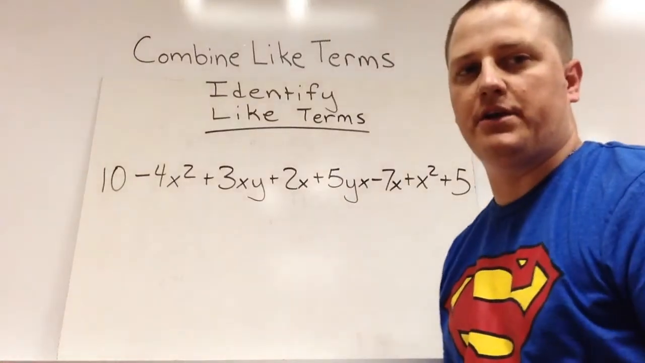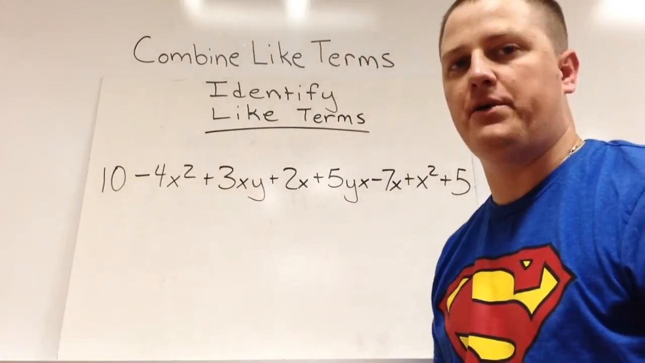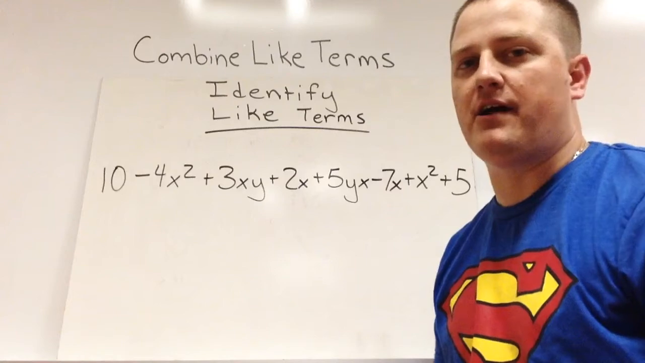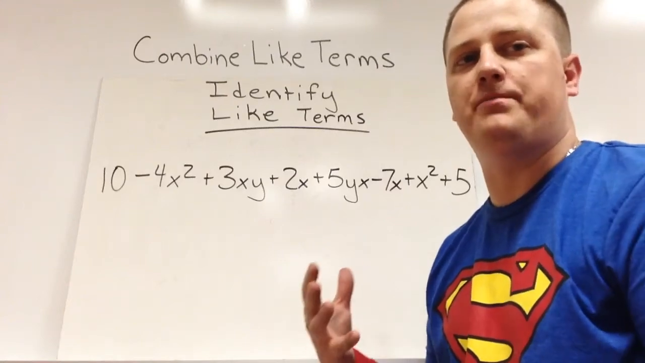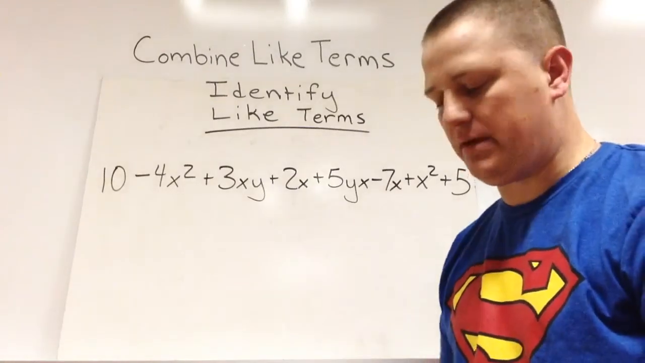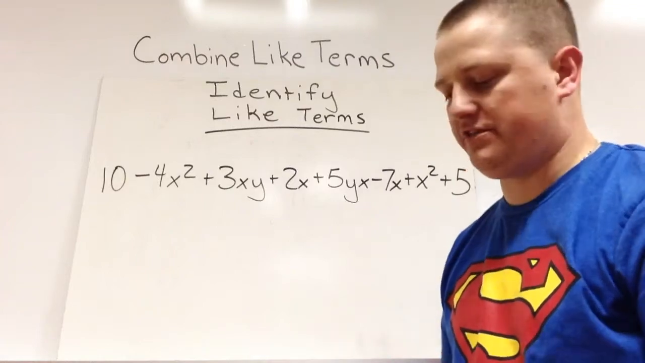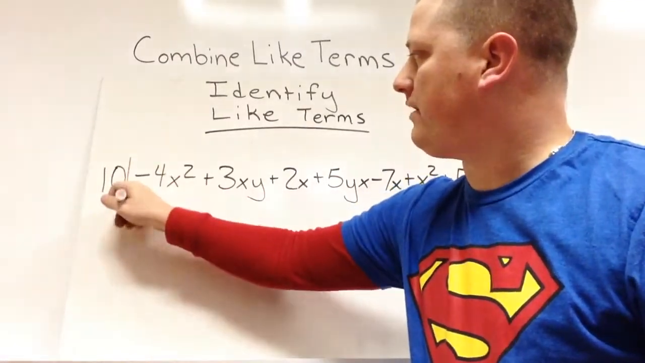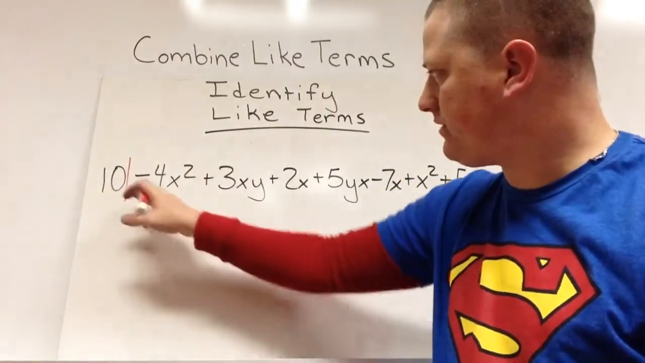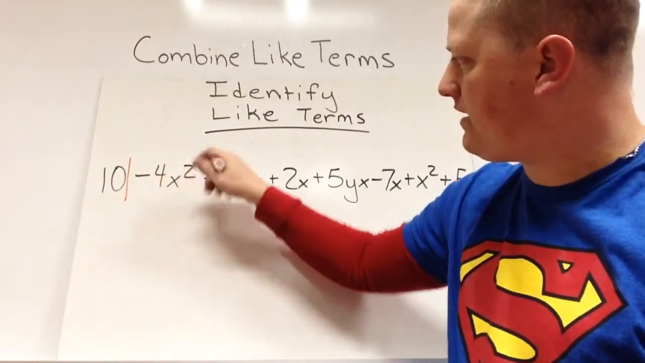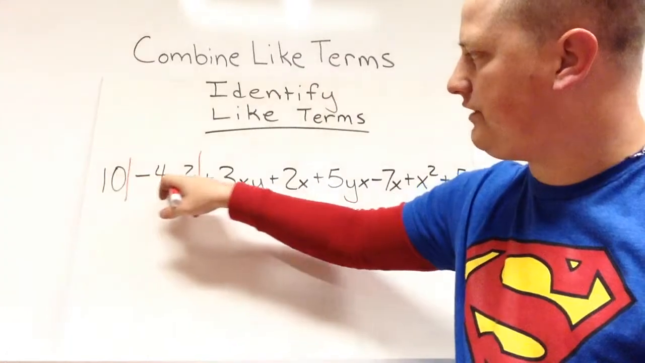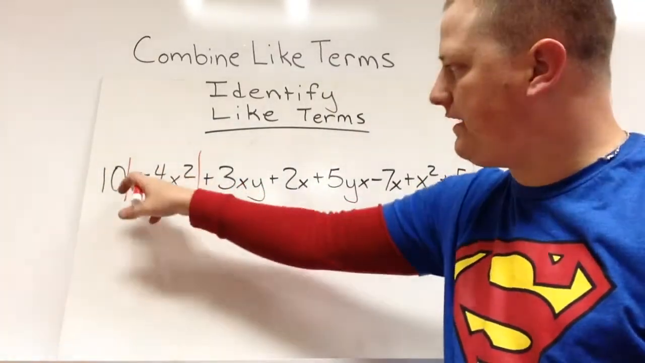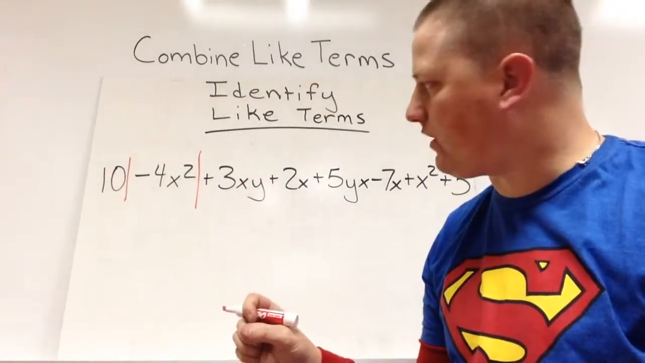So the first thing I want to do is help you see how we figure out what terms would be like. Basically we have a lot of terms. I'm just going to separate them using my red marker here. Our first term is this 10. Then we've got negative 4x squared. Then we hit a plus sign, so this is our second term right here. The negative is included as part of the term.